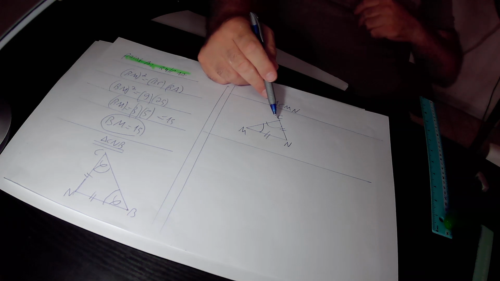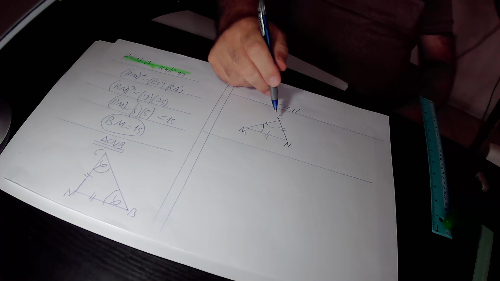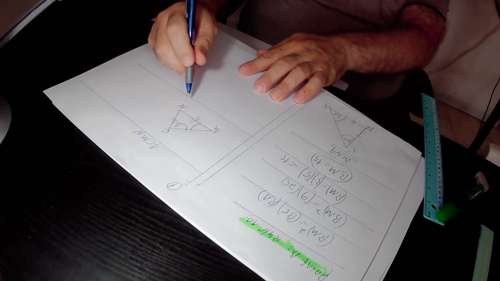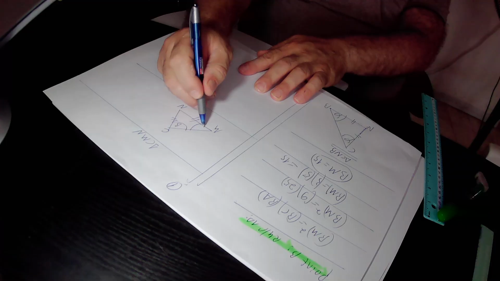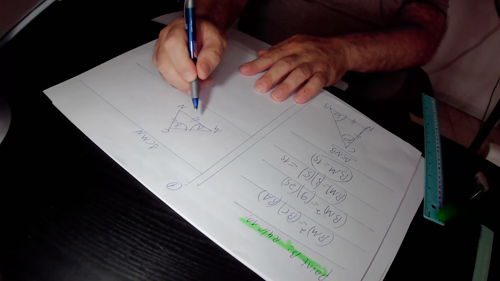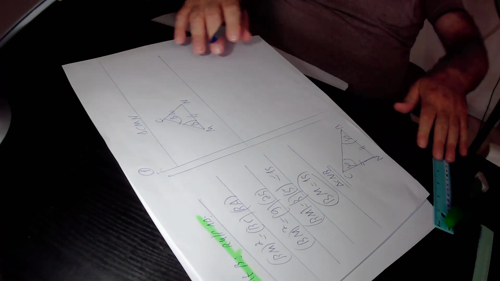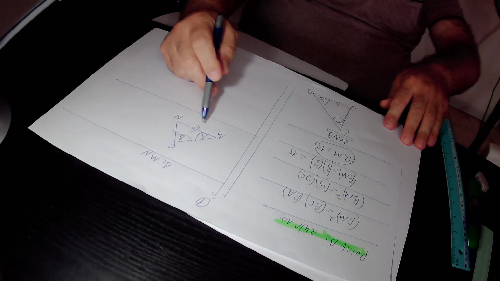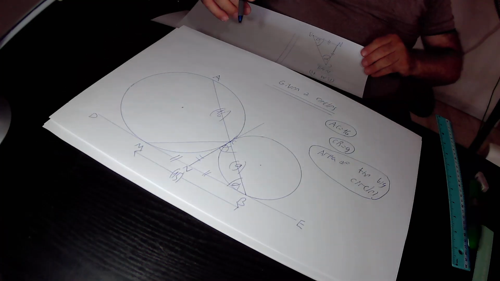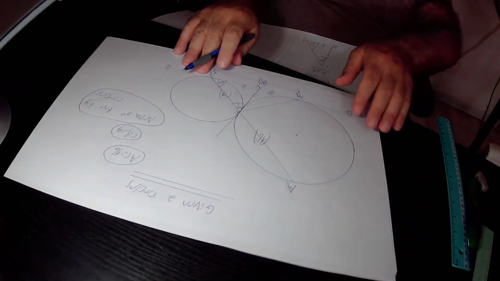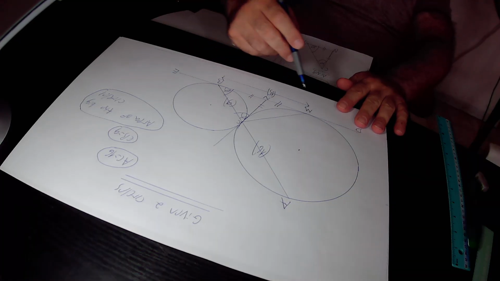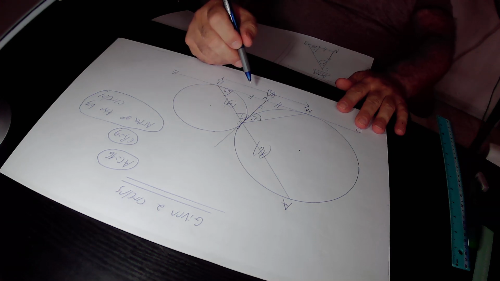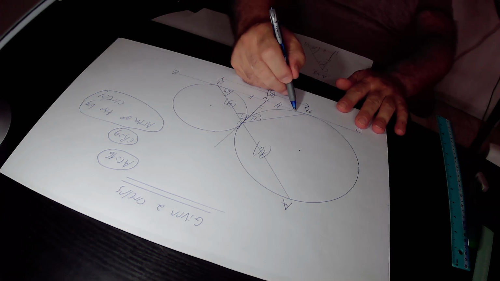So if the size of this angle NCM is equal to beta, then the size of this angle CMN must also be equal to beta, because they must be equal to each other according to the rule that I mentioned. So in total we shall find out that angle MCN equals beta and angle CMN also equals beta.